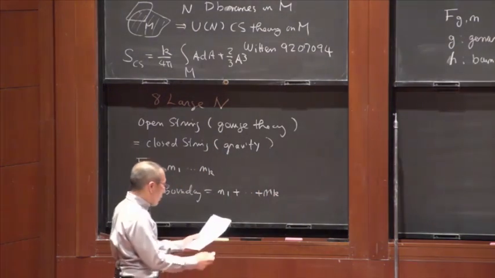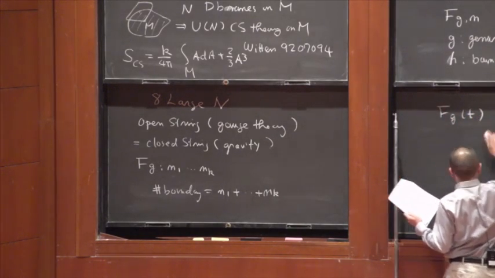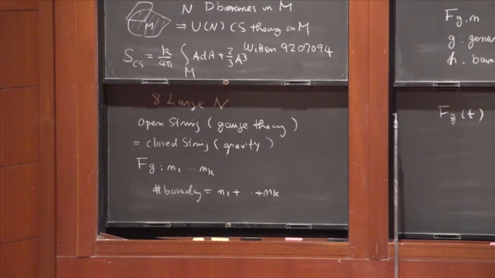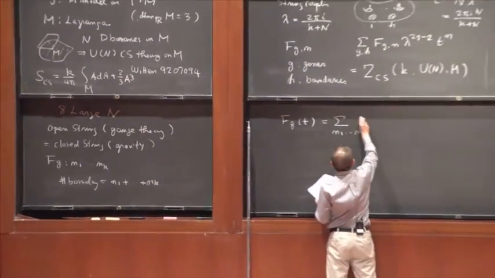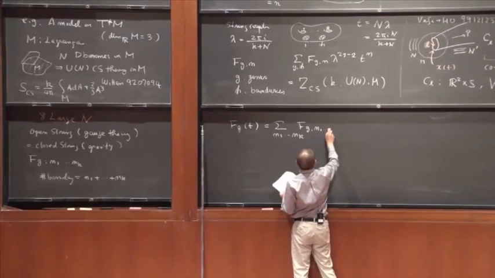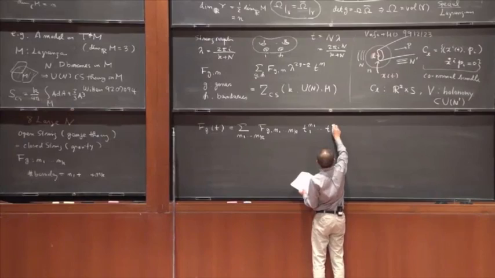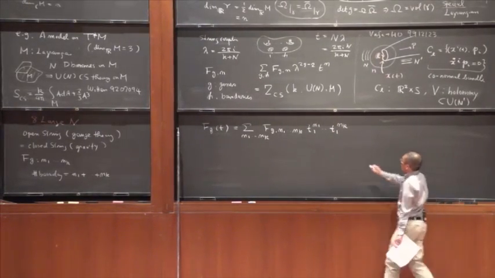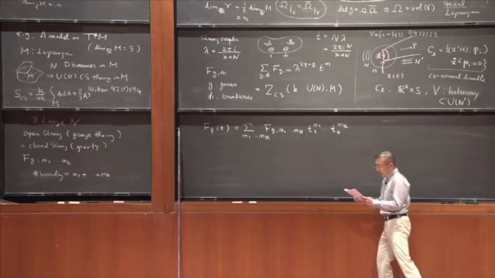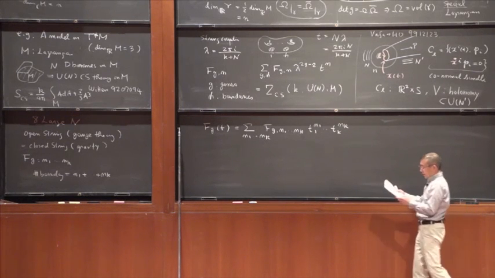Okay? So now I'm going to define the following thing. F_g of t, where t is some parameter, which I'm going to identify as a 't Hooft parameter later, is equal to a sum over these boundaries. And I introduce a 't Hooft parameter, a boundary counting parameter, for each one of these boundary types. So this is the definition of the partition free energy.